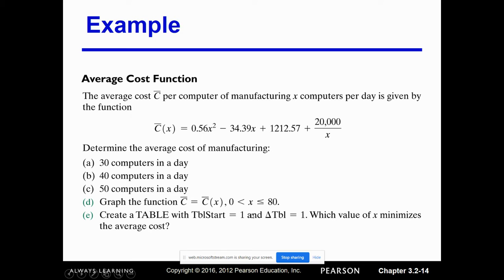All right, so let's finish the D and E part. Last time we put this cost function into our graphic calculator and evaluated the function when x equals 30, 40, and 50. Now we want to graph the function, and the problem gives us the domain from 0 to 80, not including 0 but including 80. We also want to create a table with table start equal to 1 and increment also equal to 1, and find which value of x minimizes the average cost.